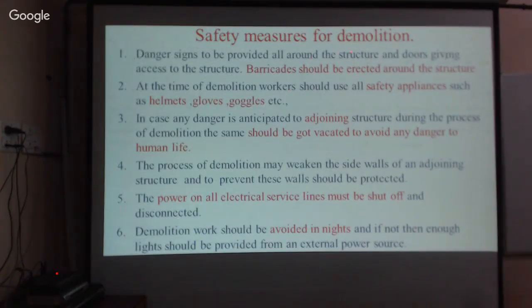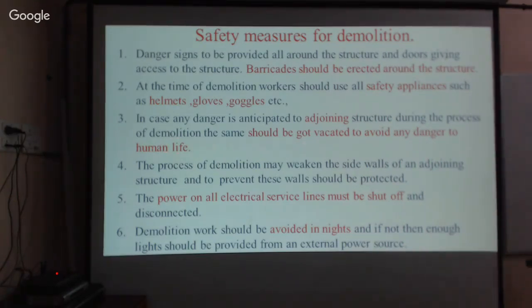Now, safety measures for demolition: danger signs are to be provided all around the structure and on doors giving access to the structure. Barricades should be erected around the structure where you are demolishing. At the time of demolition, workers should use all safety appliances such as helmets, gloves, and goggles. In case any danger is anticipated to an adjoining structure during demolition, it should be vacated to avoid any danger of damage to human health.